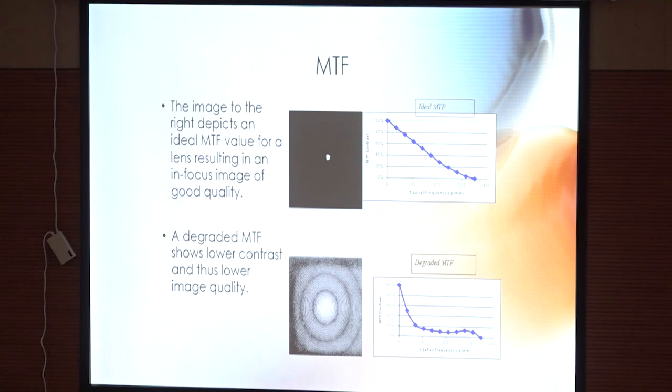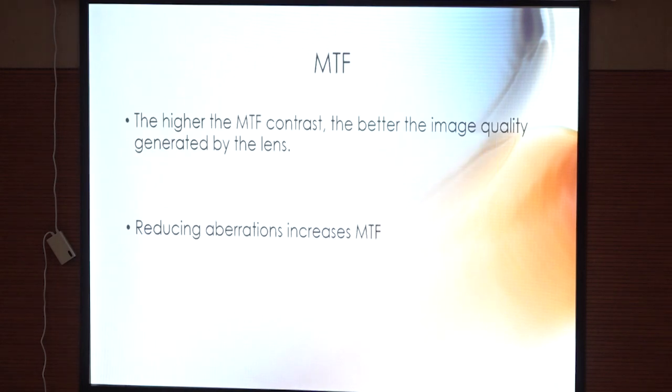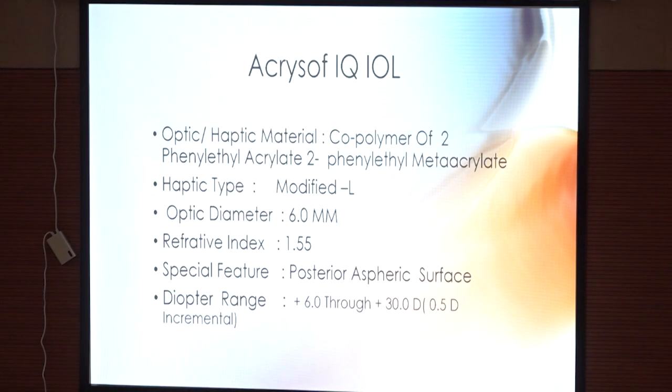So ideally the MTF should be like this, and the point spread function should be a single sharp dot. This is seen in the eye trace machine. And a degraded MTF will have a lower contrast and lower image quality. So this is how we see a degraded MTF, and the point spread function is also big. So the higher the MTF contrast, the better the image quality generated by the lens. So reducing the aberrations increases the MTF. So our aim should be to reduce the aberrations.